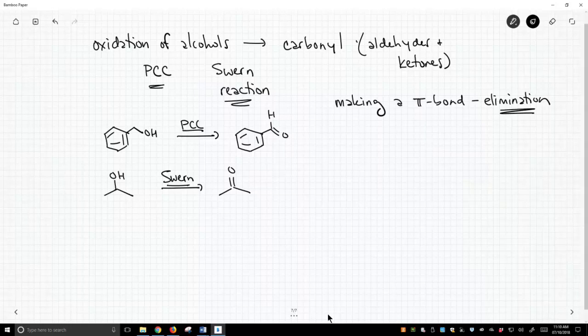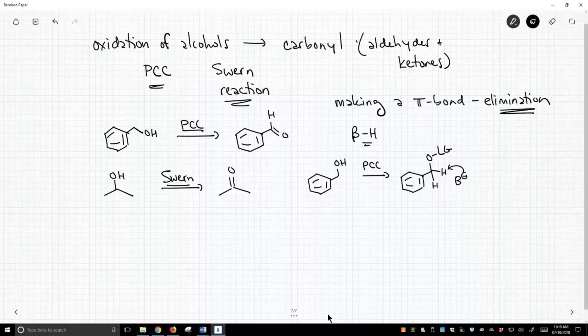What do we need to do in E2? Well, one thing we need is a beta hydrogen. So what happens in these reactions, and let's write up one of our alcohols, is somehow when you treat the alcohol with PCC or with the Swern conditions, we are putting a leaving group on the oxygen. And what happens is there's going to be a base in here that will remove a hydrogen that's beta to our leaving group. Those electrons go in, and that leaving group gets ejected. And that's what makes our carbonyl compound.